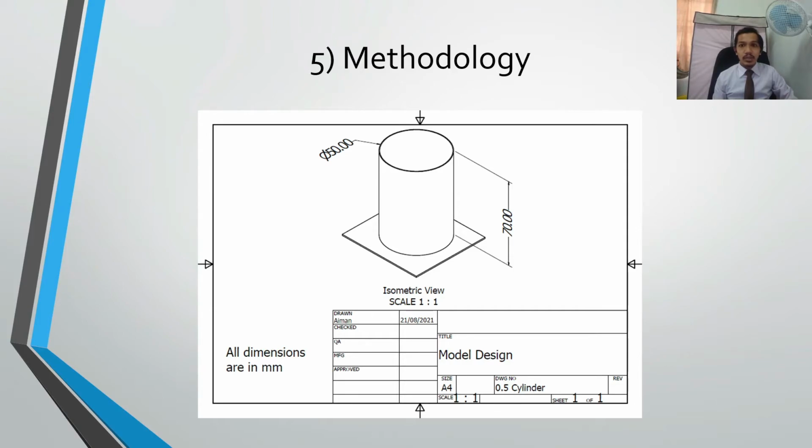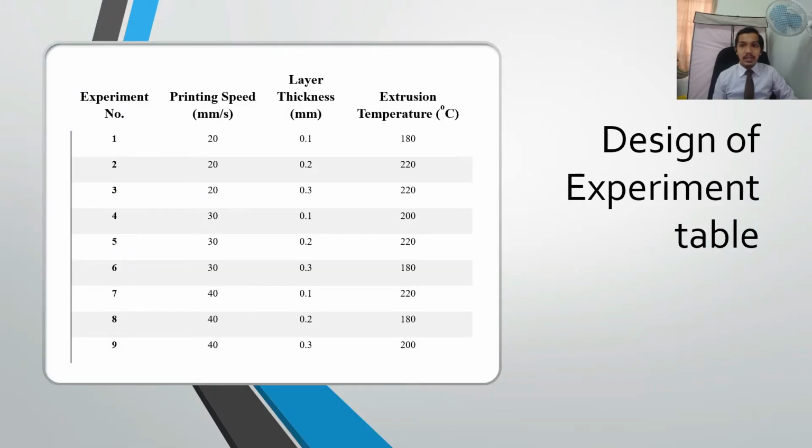This is the model design that will be used to conduct the research. And this is the design of experiment, DOE, table with 9 runs, used after 3 parameters are taken and 3 levels are used, namely low, medium, and high.